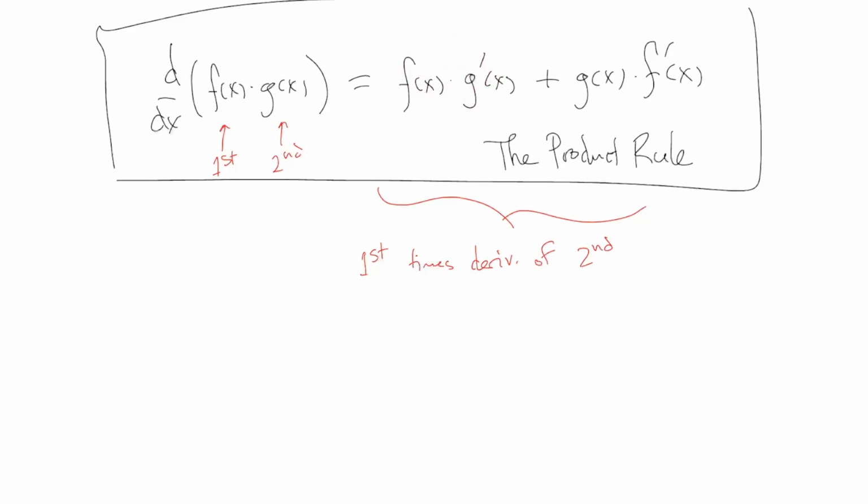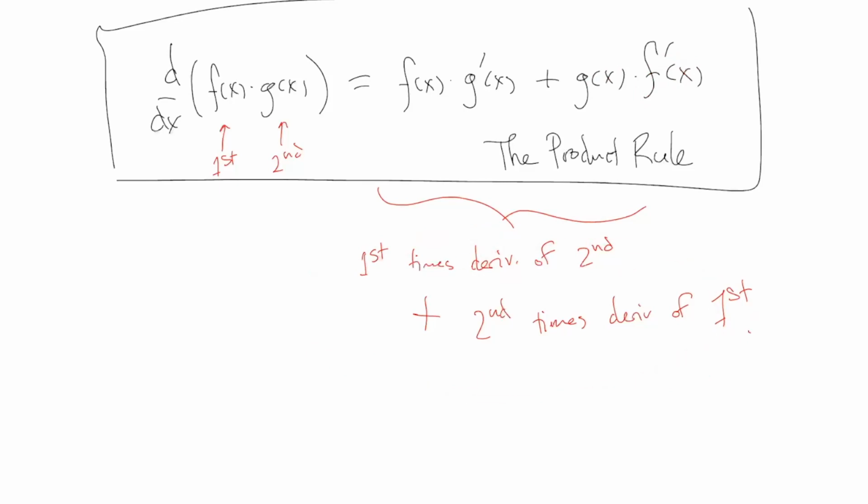And then plus the second one times the derivative of the first one. All right? That's what it says over here. The second function times the derivative of the first function. So actually these words are how I remember the product rule.